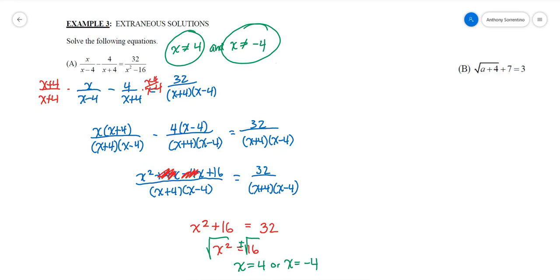Therefore, both of these are extraneous, which implies there is no real solution.